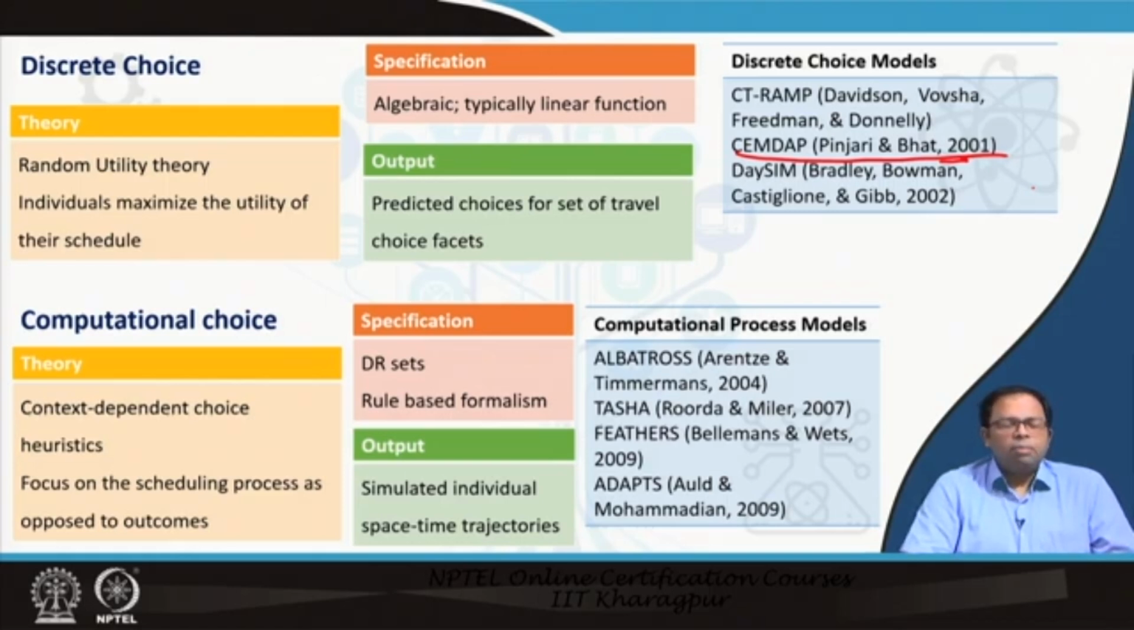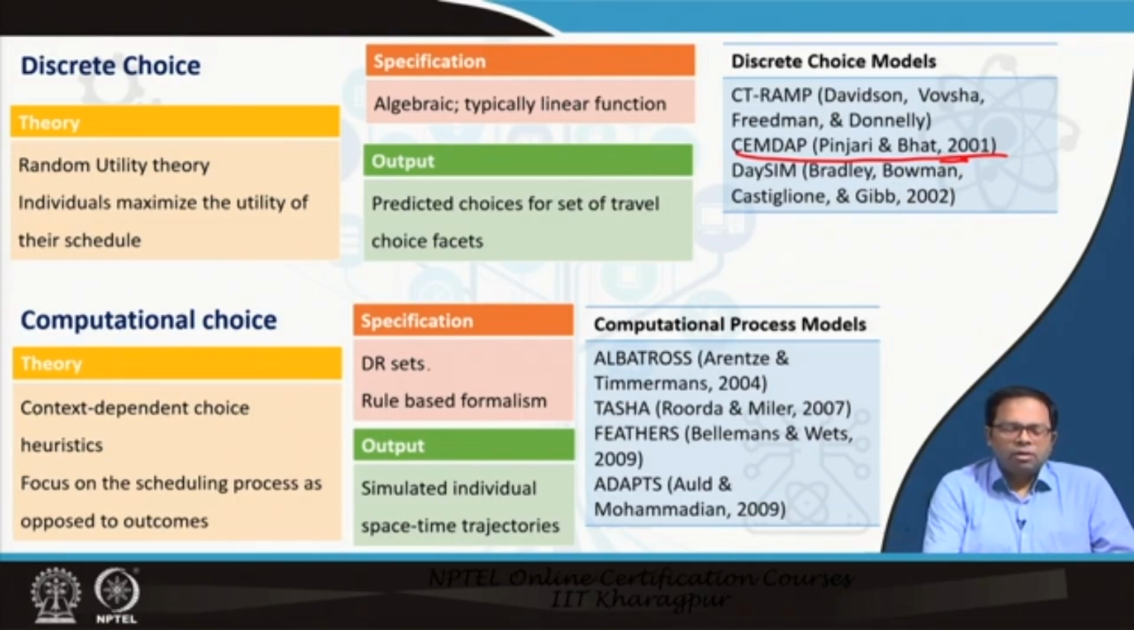And finally comes the computational choice process. These are based on context dependent choice heuristics. That means based on constraints, certain choices are available and we need to choose out of those choices. The heuristics are utilized, and the focus is on the scheduling process as opposed to outcomes. So we first determine the schedule, and the outcome is automatically a result of that. This was something new in these computational process models.